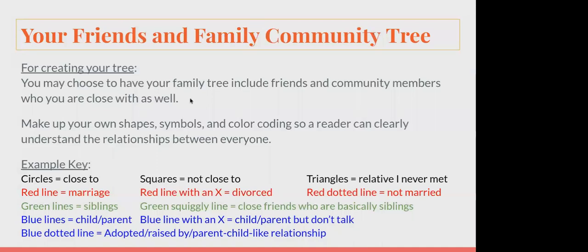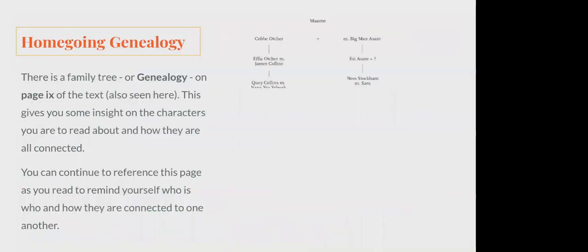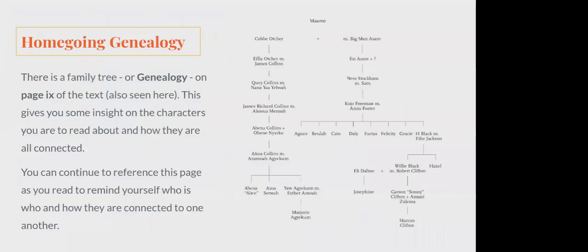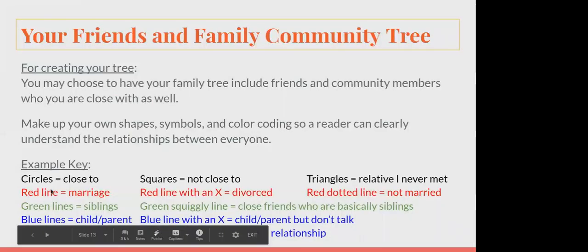So we're going to choose to have your family tree include friends and community members who you are close with as well. Make your own shapes, symbols, color coding, so a reader can clearly understand the relationships. If you remember from these example family trees we looked at, this one has a key, and the yellow is the mom's side, the blue is the dad's side, and we know a red line means they're married, a purple line means they're siblings. You're going to try and think about doing the same thing. So here's an example key that you might have down here, right?